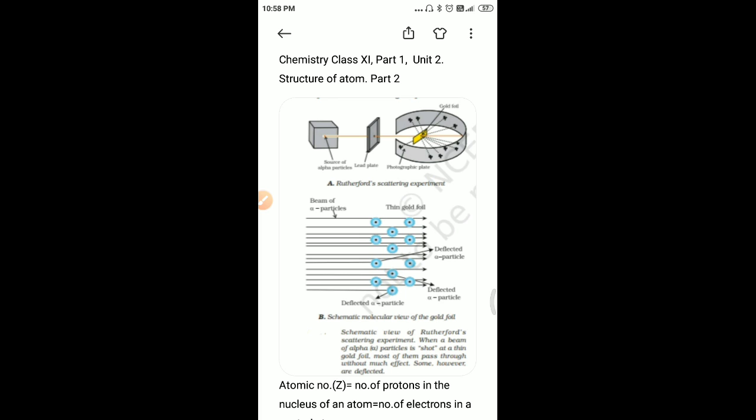And third, calculations by Rutherford showed that the volume occupied by the nucleus is negligibly small as compared to the total volume of the atom. The radius of the atom is about 10^-10 meter, while that of the nucleus is 10^-15 meter. On the basis of these observations and conclusions, Rutherford proposed the nuclear model of the atom.